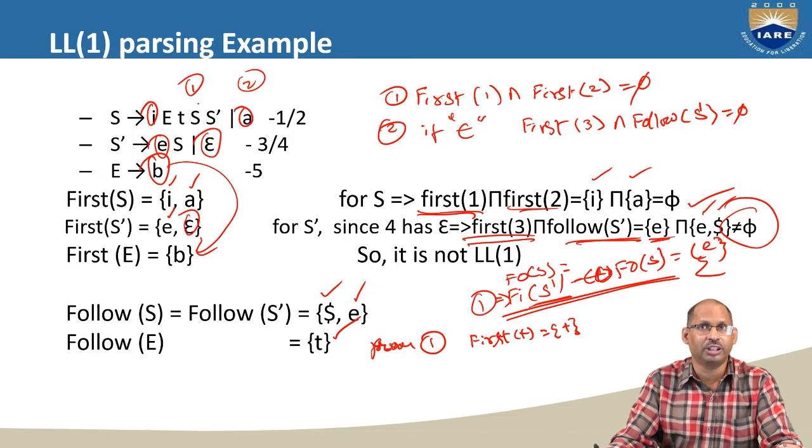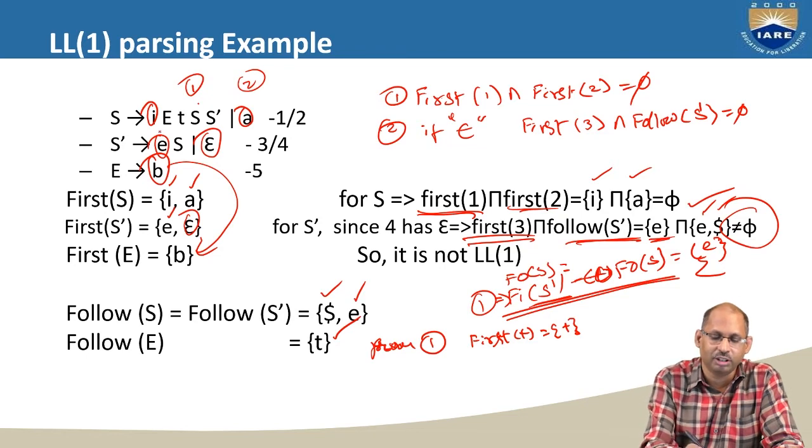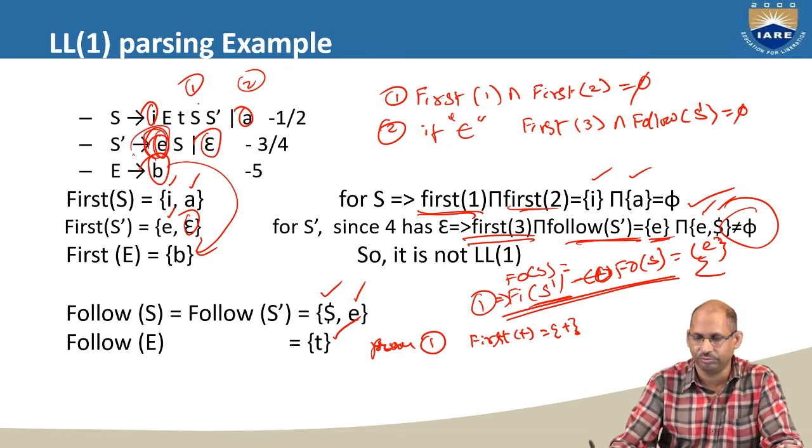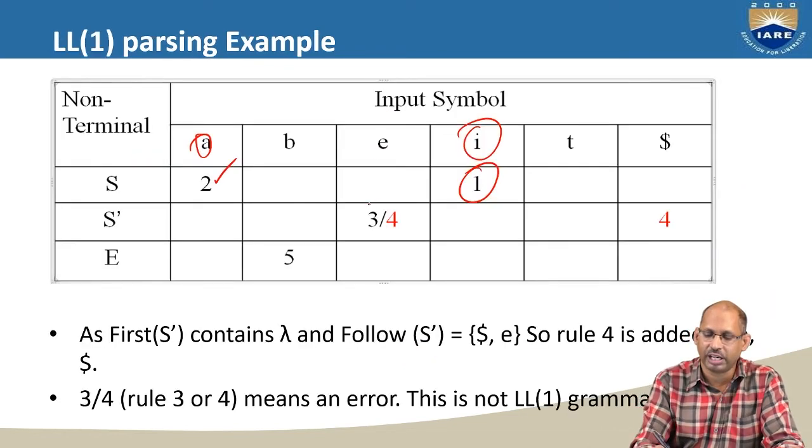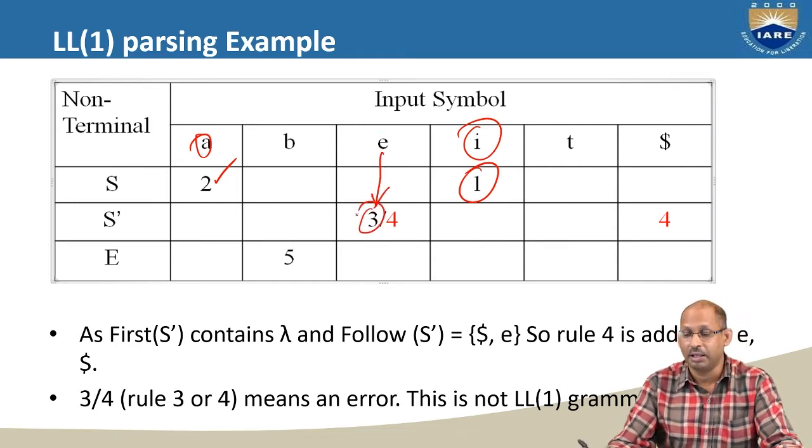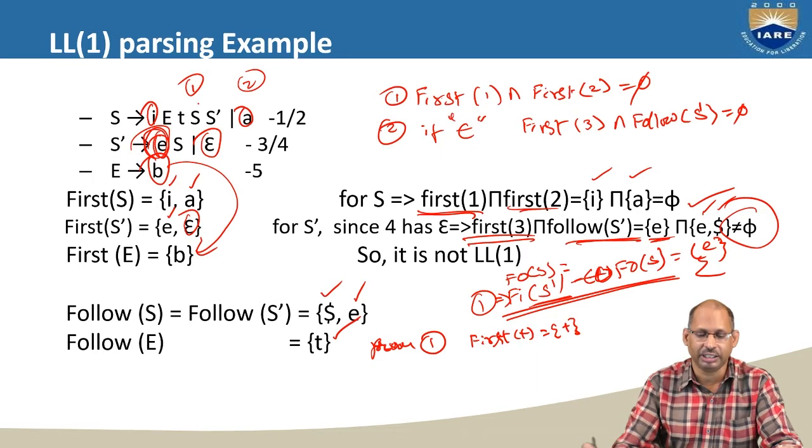Then from the third production, it is E. So in the place of E, we write the third production. But if we see, what is the fourth production?